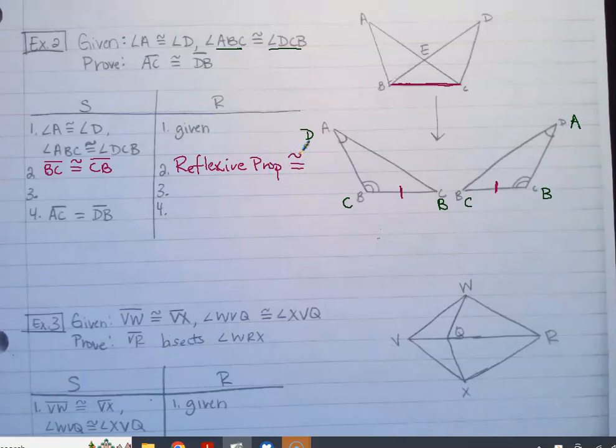Good. All right. So now we've got an angle, and a non-included side. What does that mean I can say about these two triangles? Angle side is my angle side congruence says what about these two triangles?